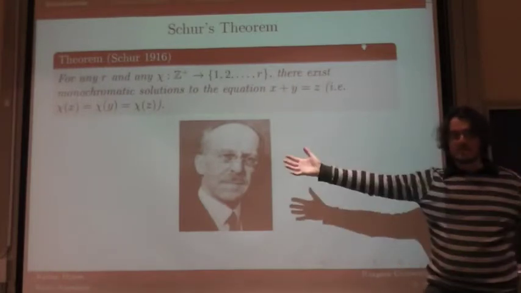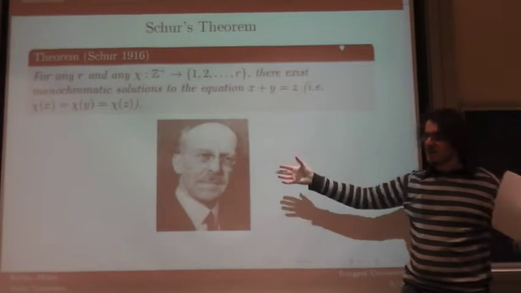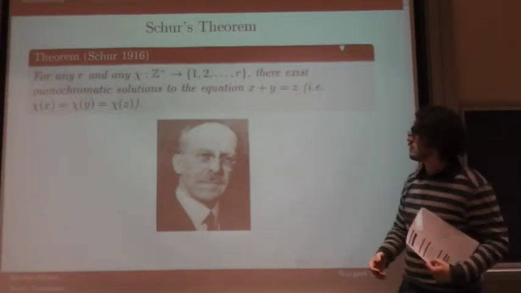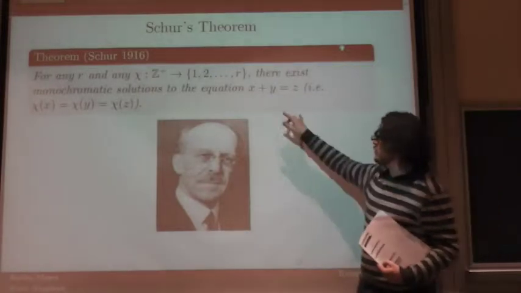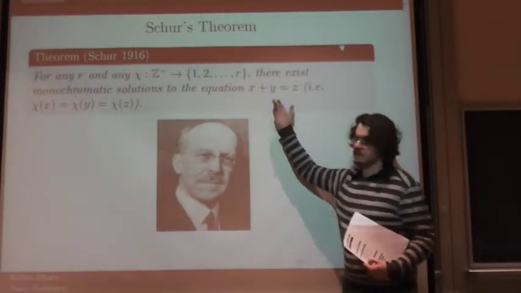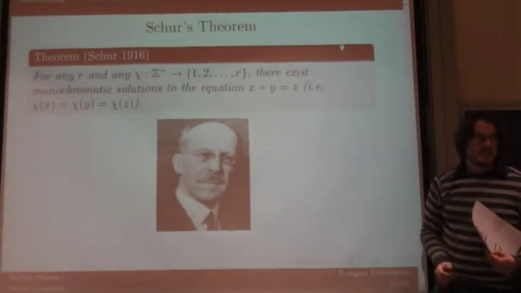So if you list out every single positive integer, and then you assign every single one of them some color from a finite set of colors, you'll be able to find 3, or potentially 2 in the case that x and y are equal, that are the same color that solve this equation.